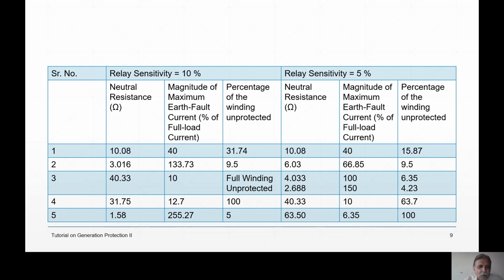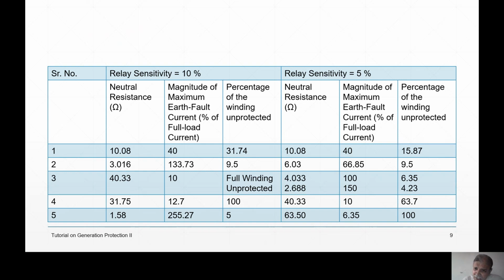100% winding is not protected. Earth fault will not be sensed. You will not be able to sense the earth fault by REF, right? And if you want only 5% of the winding to be unprotected, then you have to allow 255% of the rated current. That is roughly 2.5 times the current you have to allow to flow through earth fault. Stator core will be certainly damaged. So you are caught into a vicious circle.